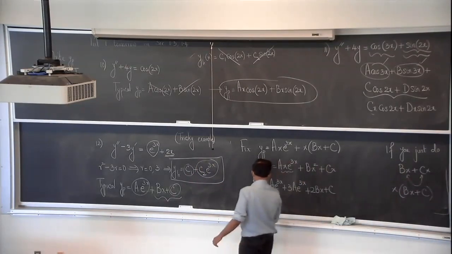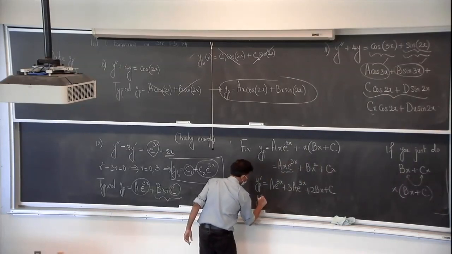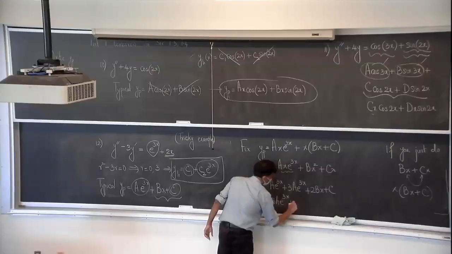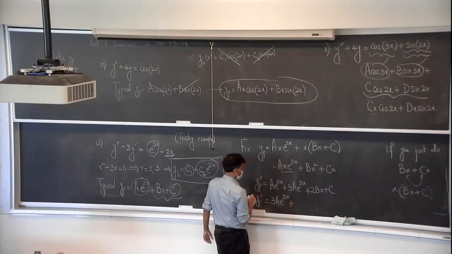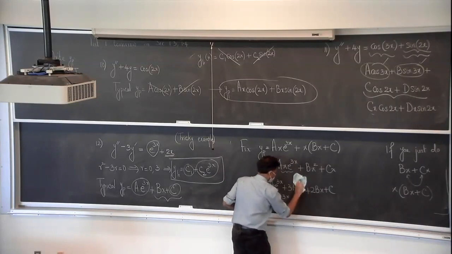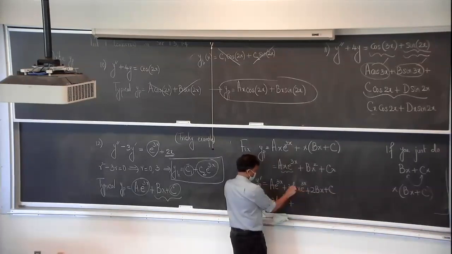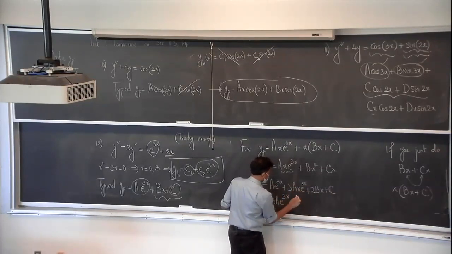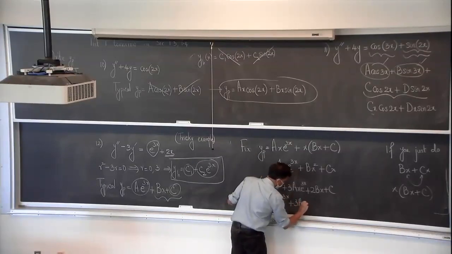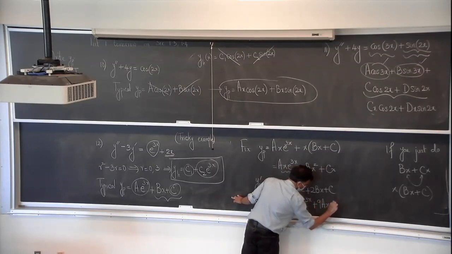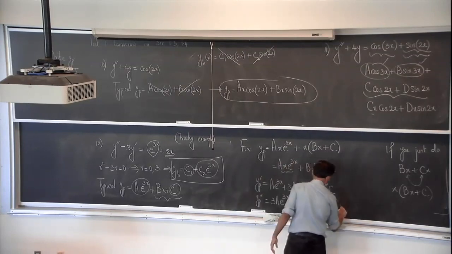And yp double prime is 3a e to the 3x. I missed something here. Yeah, thank you. I'd have been happier if there was no x there, but you have to have it. So it's 3a e to the 3x plus 9ax e to the 3x plus 2b.